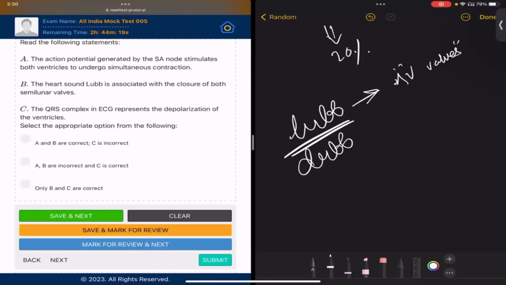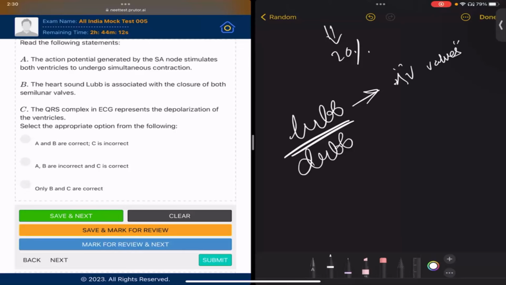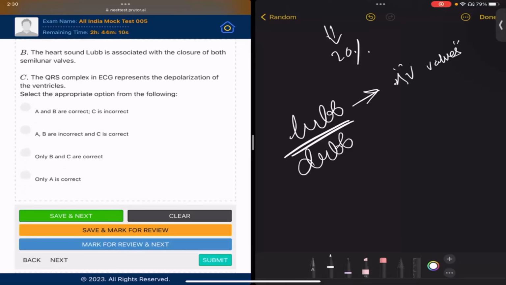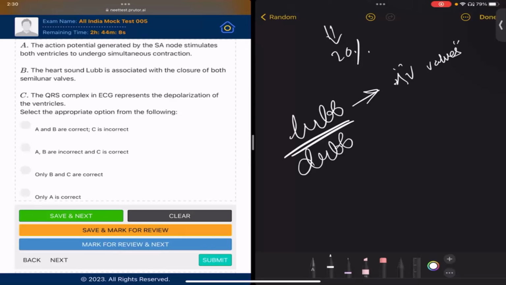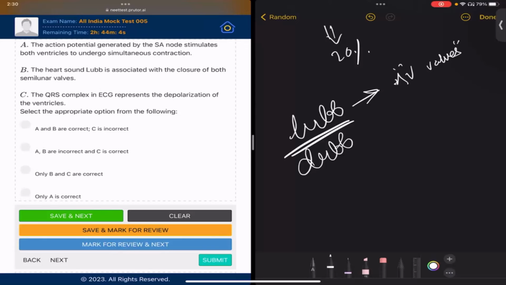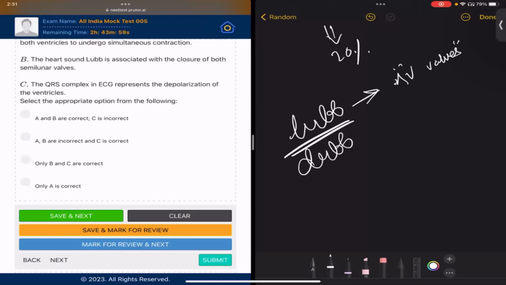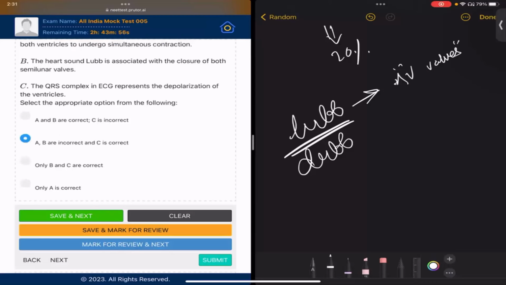The QRS complex in ECG represents the depolarization of the ventricles. This is correct. QRS is depolarization of ventricles. So B and C are correct. All correct, there is no option like that, because B is actually incorrect. So C is correct. B is incorrect, C is correct. B is incorrect. This is the option.